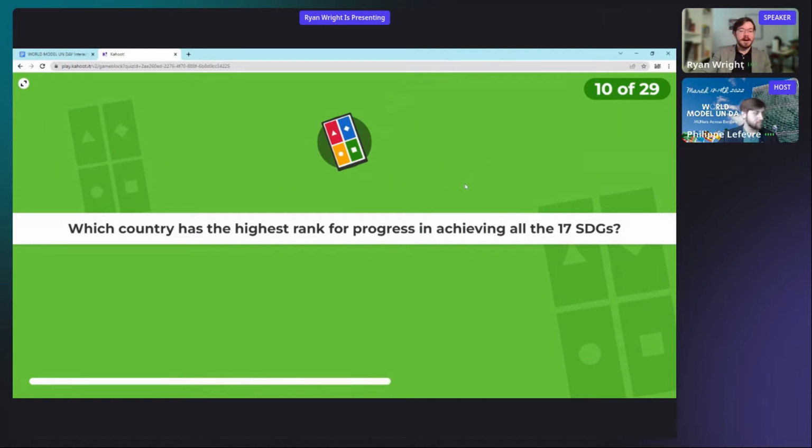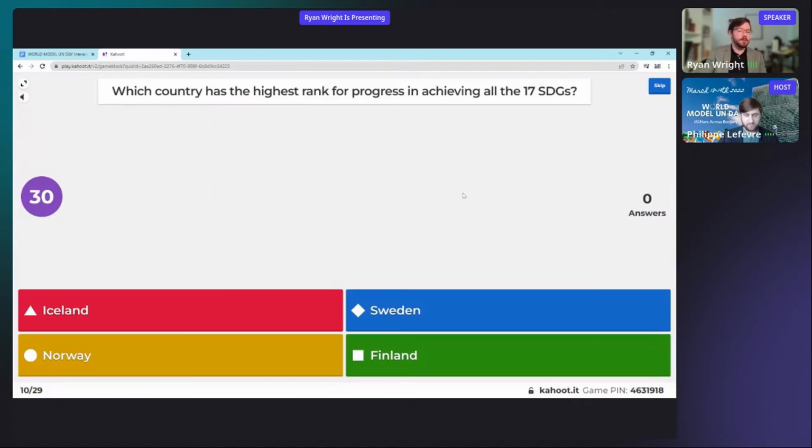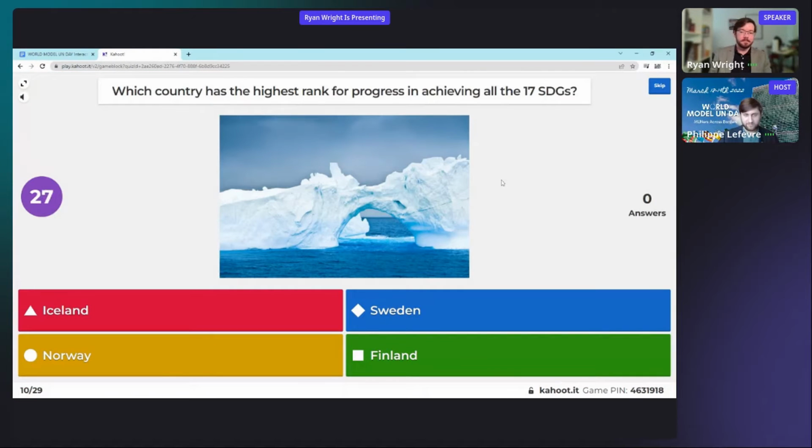Which country has the highest rank for progress in achieving all of the 17 goals? Of course, there's going to be something in Scandinavia or the Nordic countries. Yeah, it was obviously one of those. But the question, which one? That is true, yeah. The picture doesn't give much away, but it might have a hint or two in there.